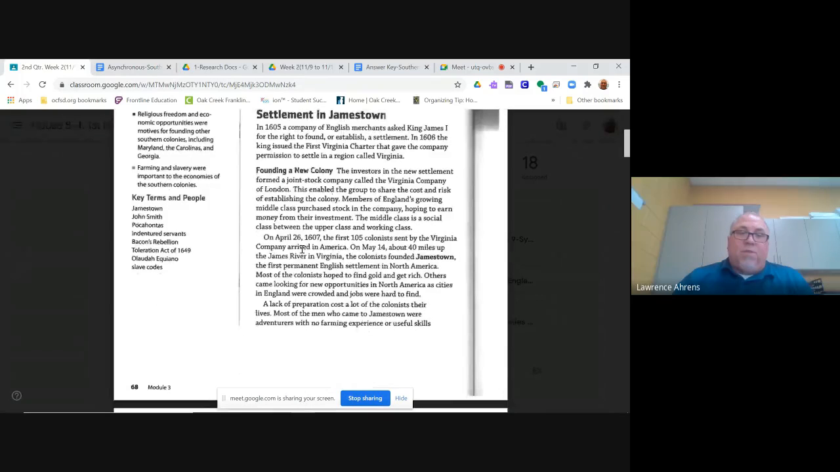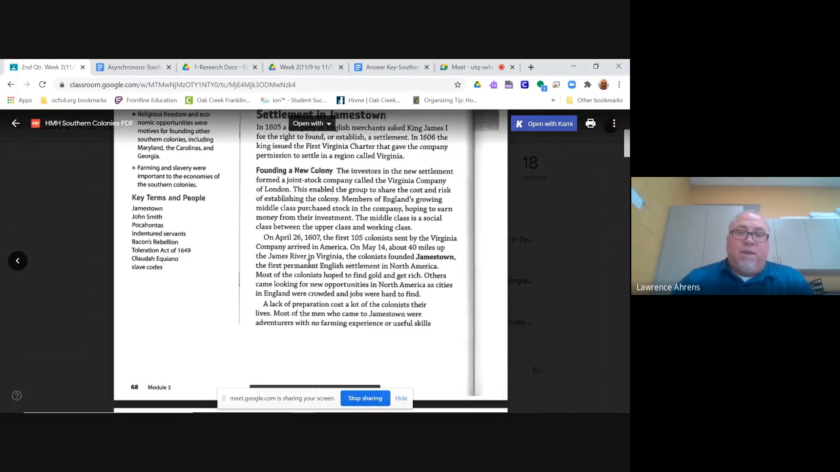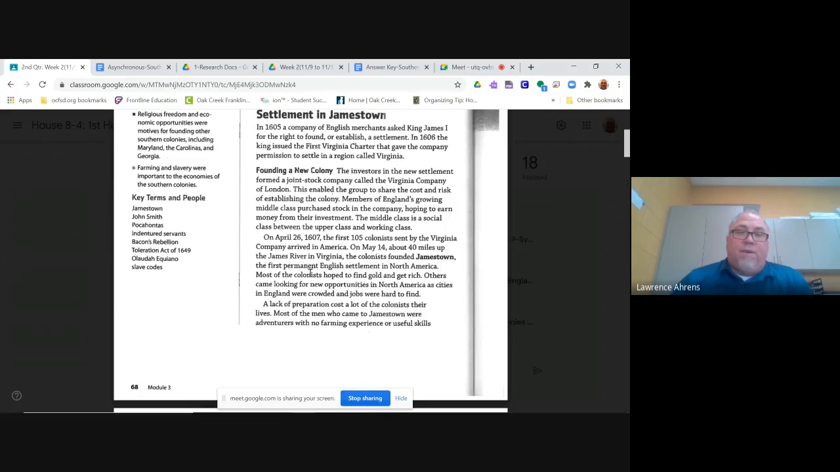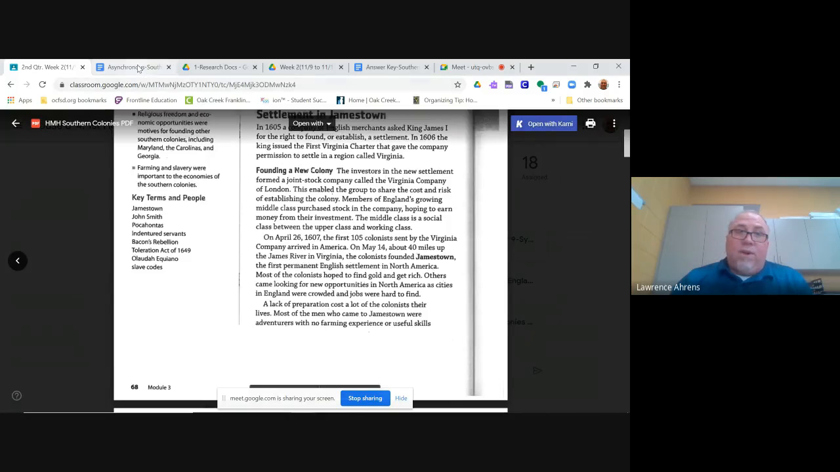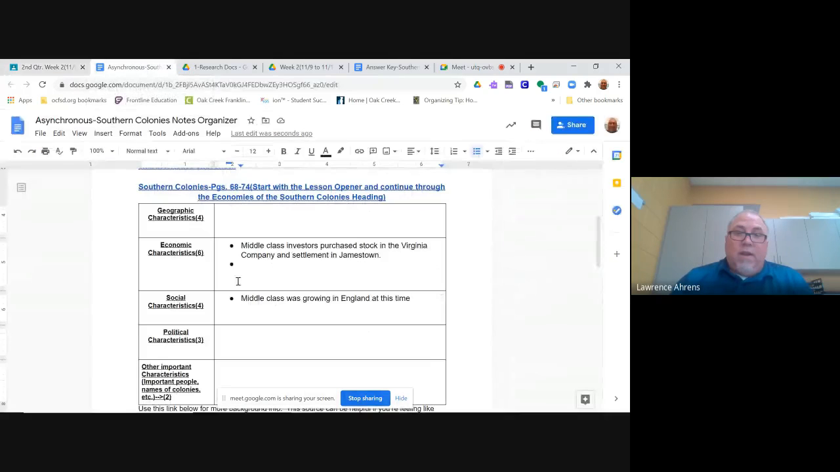It says, on April 26, 1607, the first of 105 colonists sent by the Virginia Company arrived in America. On May 14th, about 40 miles up the James River in Virginia, the colonists founded Jamestown, the first permanent English settlement in North America. Most of the colonists hoped to find gold and get rich. Obviously, those are motives, right? If we went back, we can add to the same exact point.